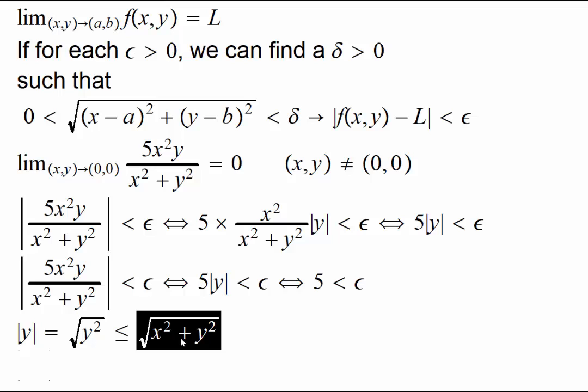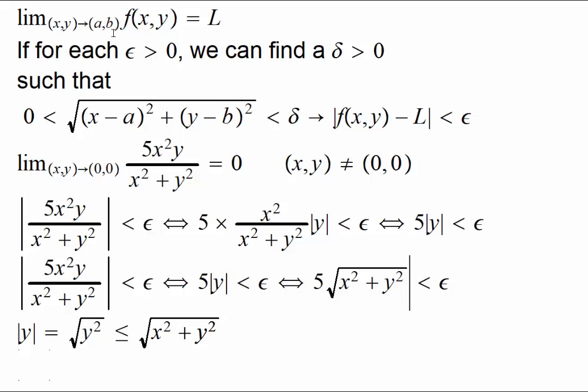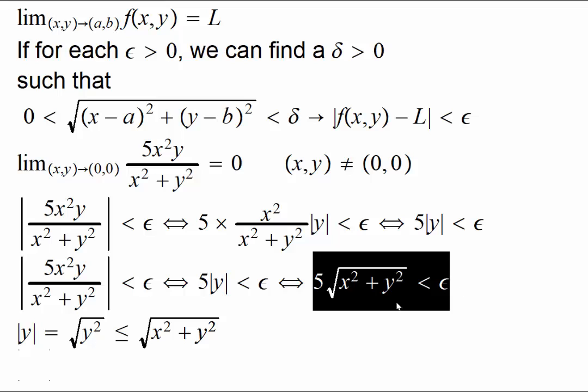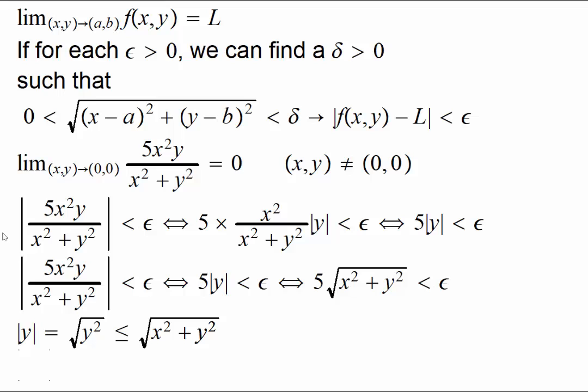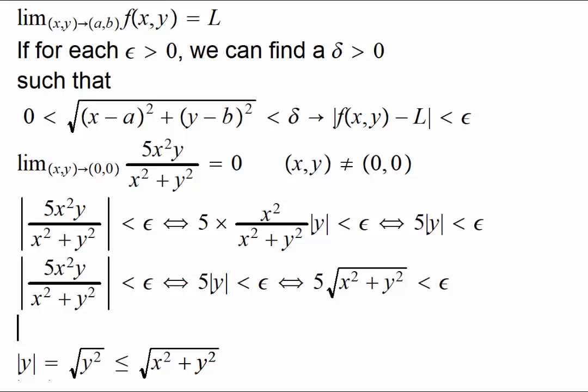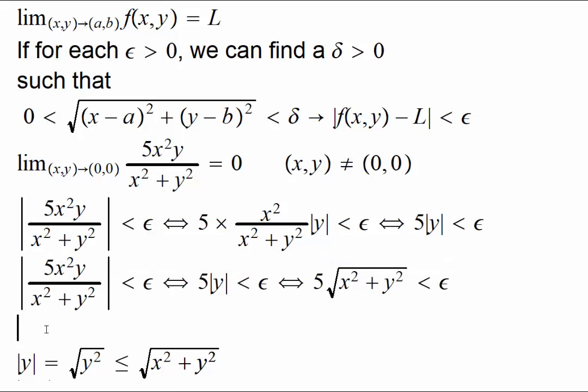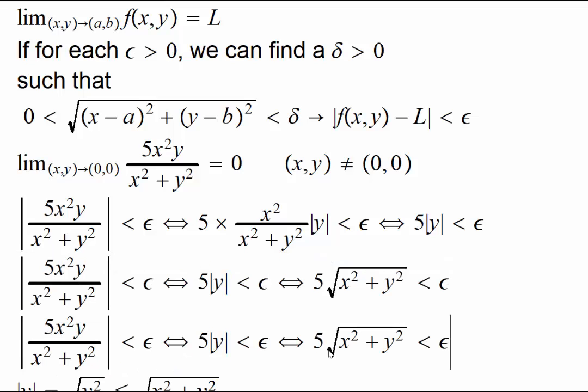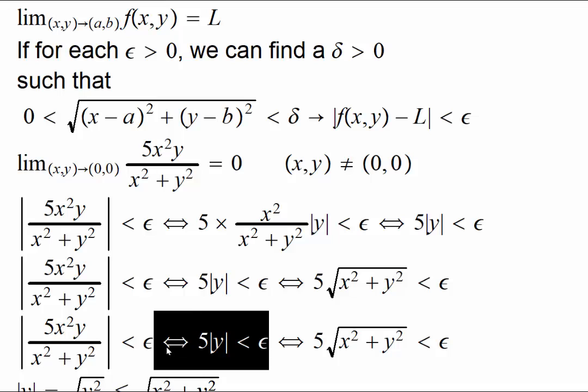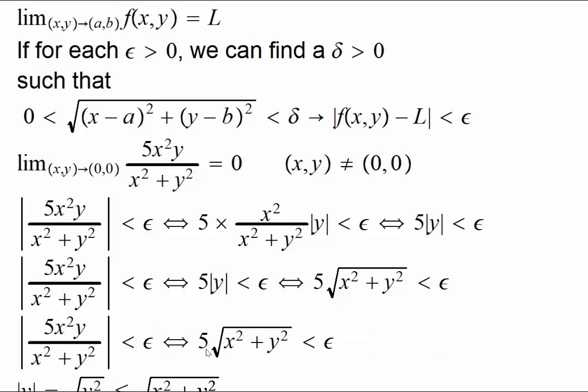So what we see is, if 5 times the square root of x squared plus y squared is less than epsilon, then f(x,y) will be less than epsilon. Or we can just abbreviate it all as this. And I'm making this video with nobody interrupting me, because it doesn't go as smoothly in a live class as I'm able to do it here.